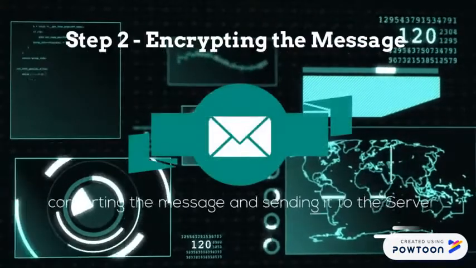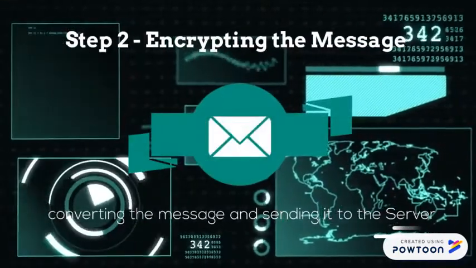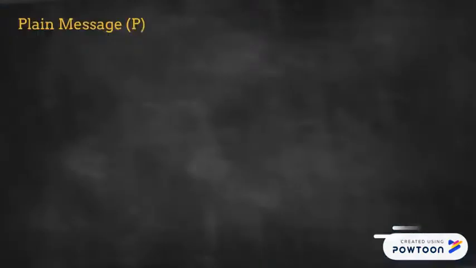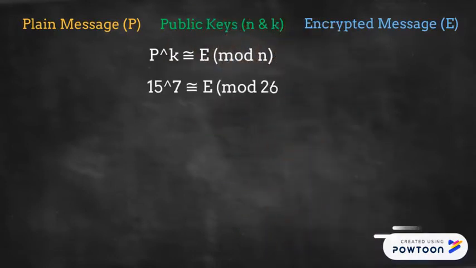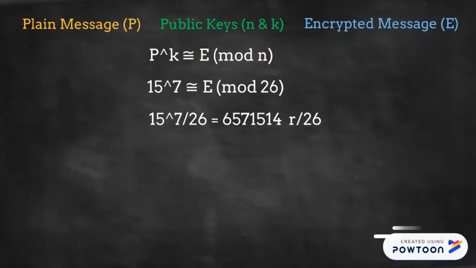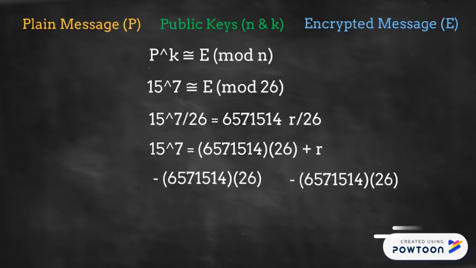Step 2 of the RSA algorithm is encrypting the message. P is the plain message, N and K are the public keys, and E is the encrypted message. Use the equation above and substitute the variables. The goal is to find R. Divide 15 to the 7th power by 26 to get the quotient with the remainder. Then multiply by 26. Subtract to isolate R and E is 11.